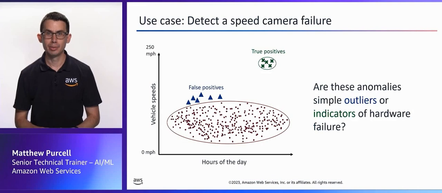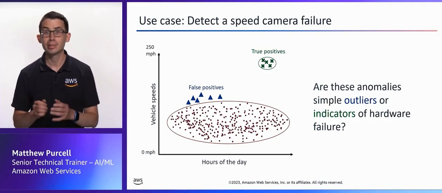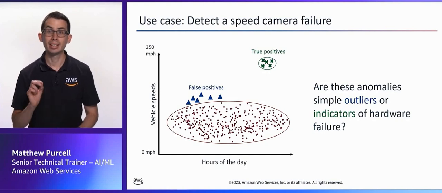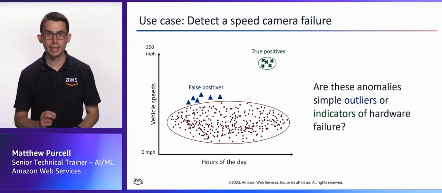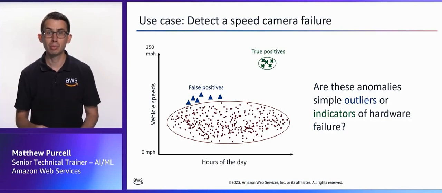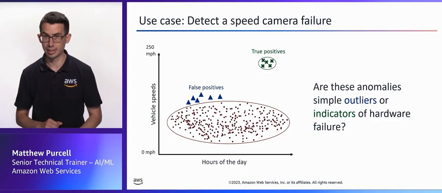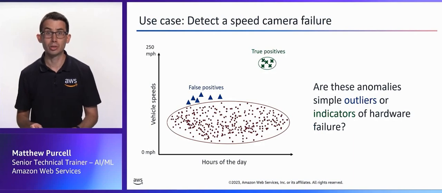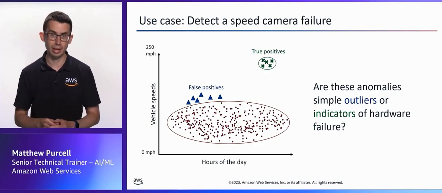Another use case for unsupervised learning is anomaly detection, such as this speed camera example. This model is designed to detect potential hardware failures of speed cameras by looking for anomalies in the data. In a classical programming solution, every data point outside of a clearly defined boundary would have to be evaluated as a potential failure. But with unsupervised learning, models can identify what are simple outliers, such as people driving at very high speeds at random points during the day, and what is more likely to be a result of hardware failure, a high volume of extremely high speeds recorded over a span of time.